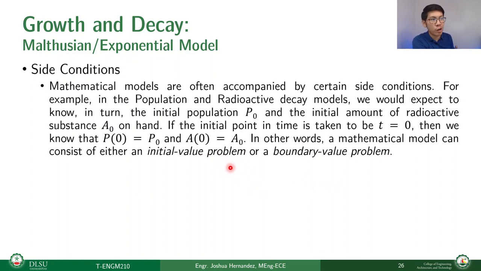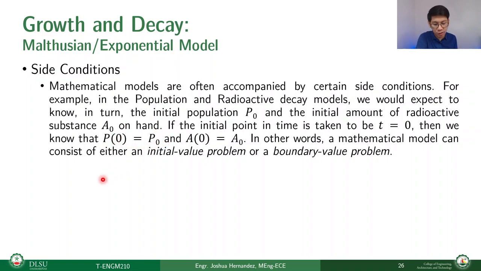Now, mathematical models are often accompanied by certain side conditions. Ito nga yung nabanggit natin kanina dun sa ating previous slide, wherein we explained that for us to be able to solve for C and for us to be able to solve for K, there must be two boundary conditions. So, yun nga, mathematical models are often accompanied by certain side conditions. For example, in the population and radioactive decay models, we would expect to know, in turn, the initial population, P naught, and the initial amount of radioactive substance, A naught, on the other hand. If the initial point in time is taken to be T is equal to 0, then we know that P, initially, ito nga, when T is equal to 0, is equal to P naught.